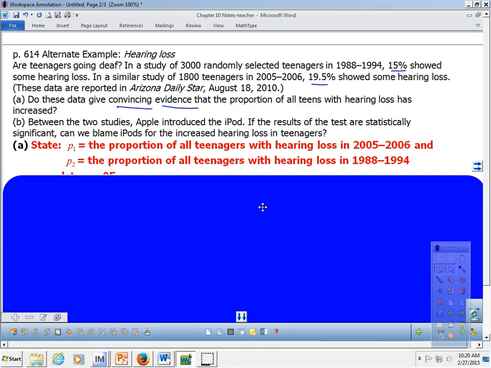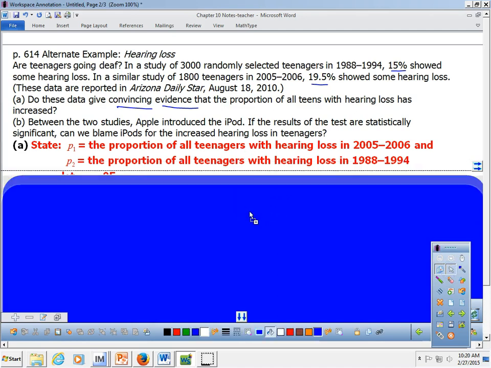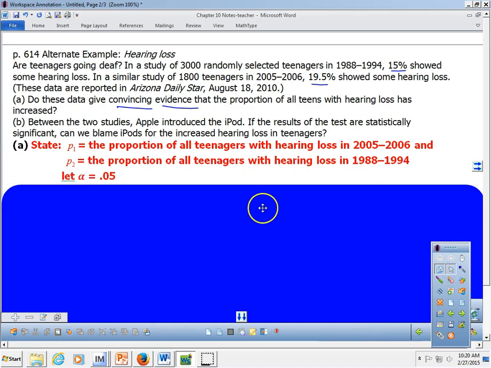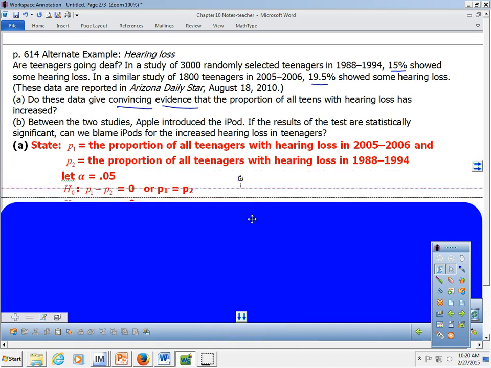So P1 is the proportion of all teenagers with hearing loss in 2005 and 2006, and P2 is the proportion of all teenagers with hearing loss in 88 to 94. Now you can obviously flip-flop those as long as you can keep track of what's going on, but that's one way to define those two P's. Now, we're going to test at a 5% significance level, and so now we need our hypotheses.